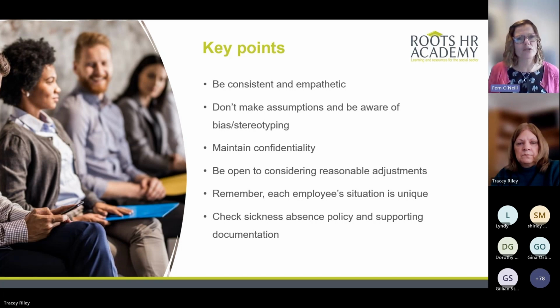Check through your policies and your supporting paperwork. I think that's really key, and obviously that is an area that we can support with if you want a policy review, just to make sure it's in line with your values as an organisation. And also perhaps if you've had instances where not having trigger points contained in your sickness absence policy has created some inconsistencies. So please do get in touch with us if you'd like us to have a look through and review your policies.